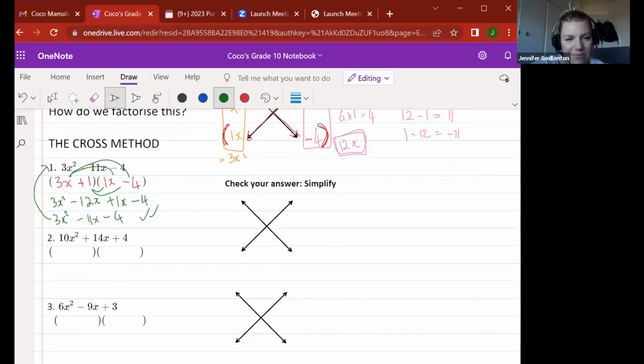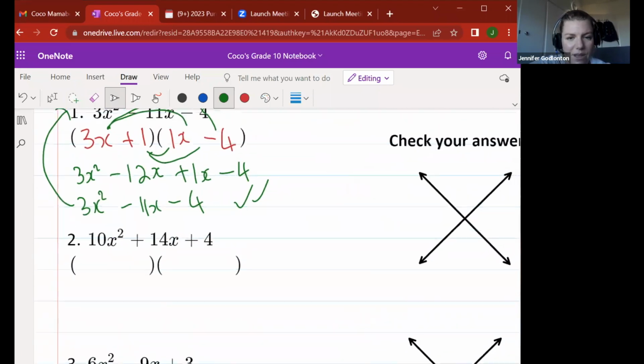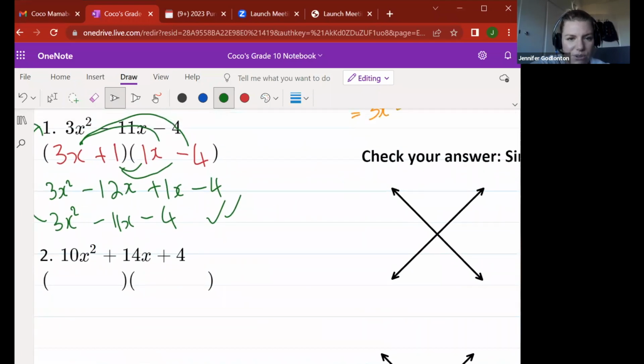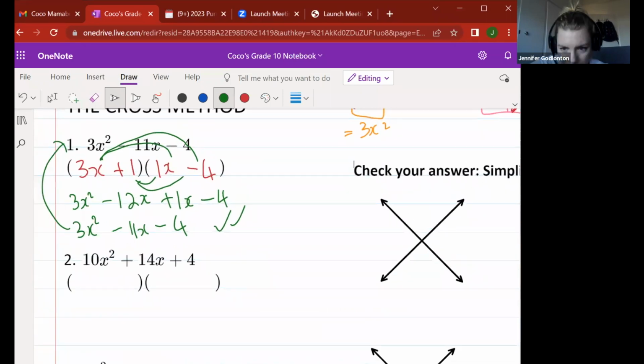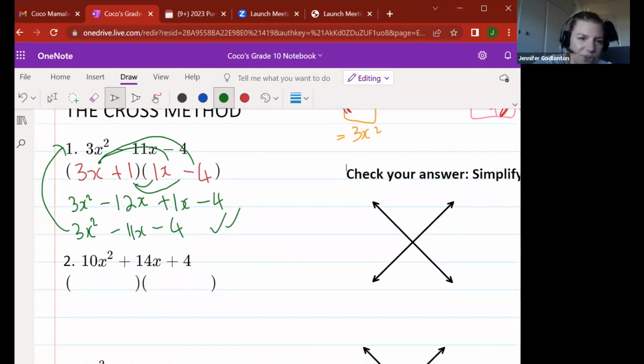Let's try one by yourselves. Before you give question 2 a try, I want you to first look at this question, and there's something that you have to do before you can do the trinomial. What do we have to do to this question before we can factorize it? Yes, absolutely. And what would that highest common factor be? What is my highest common factor here? 2. Good.